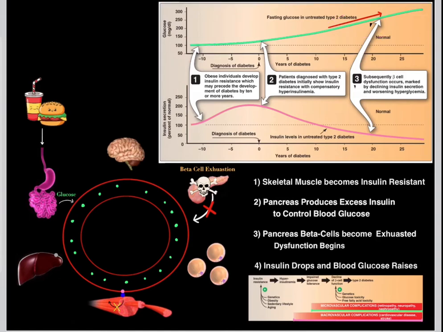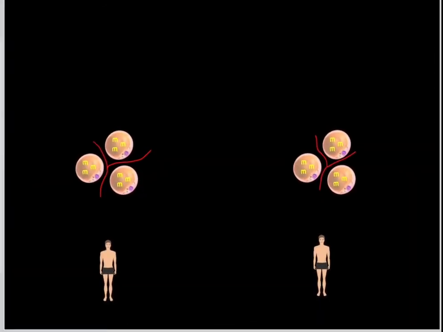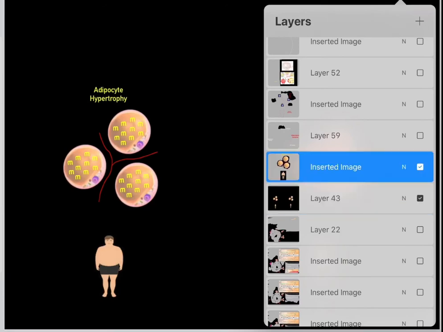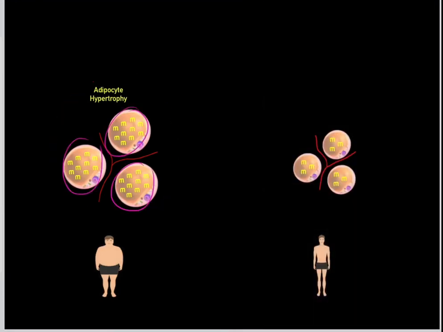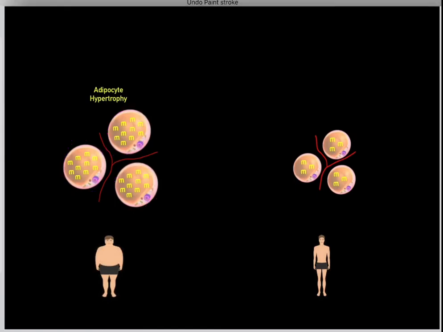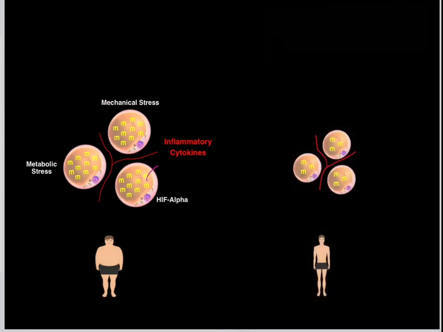But now you might wonder, why does the skeletal muscle become insulin resistant in the first place? So there's a lot of evidence that insulin resistance begins in the adipocytes. So let's say we have these two people, but let's say one person begins to develop hypertrophic adipocytes, where we have these adipocytes that are filled with excess triacylglycerides. This, through many different complicated mechanisms, is going to lead to the adipocytes releasing these inflammatory cytokines.